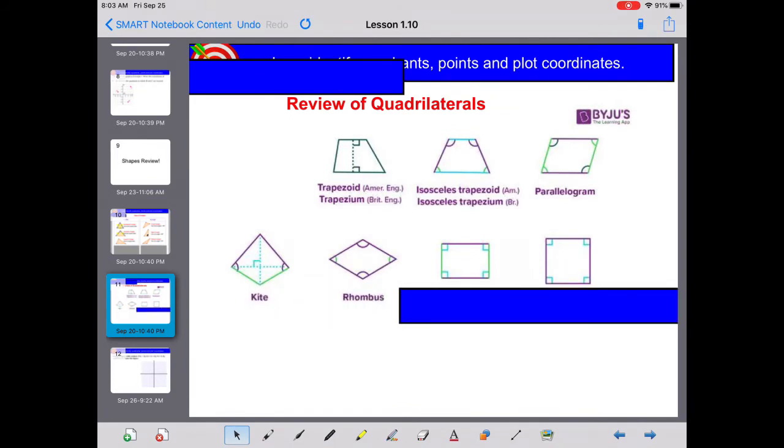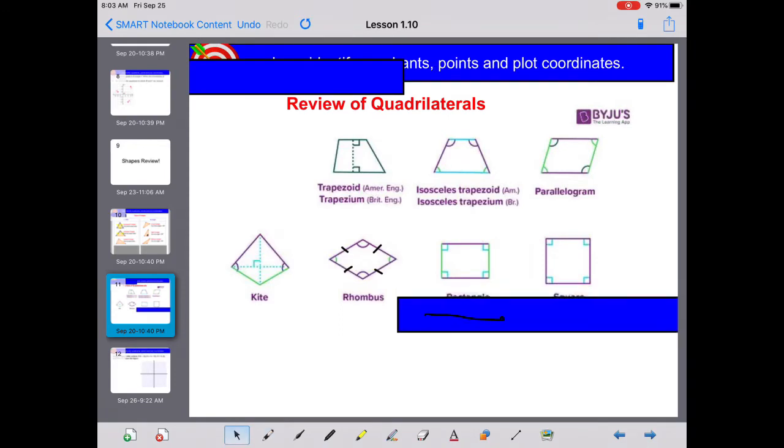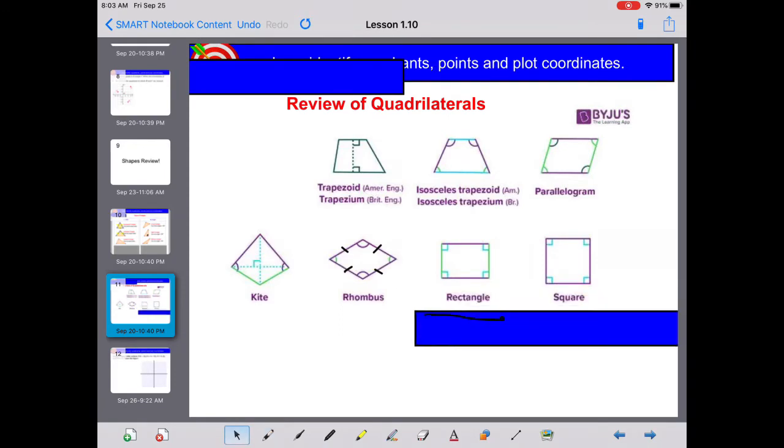This is a rhombus. The thing about a rhombus is that all 4 sides measure the exact same length and also has 2 sets of parallel sides. And then we have a rectangle, which has 4 90-degree angles. It's a quadrilateral with 4 90-degree angles.